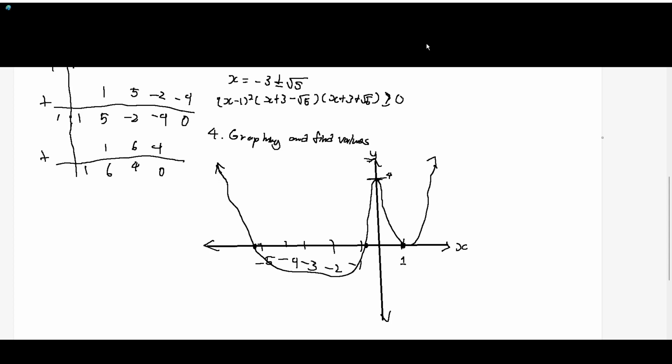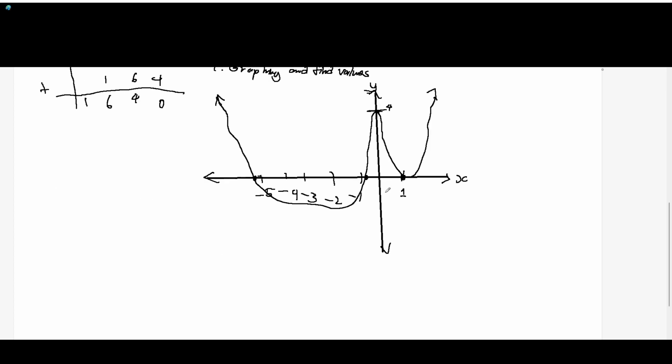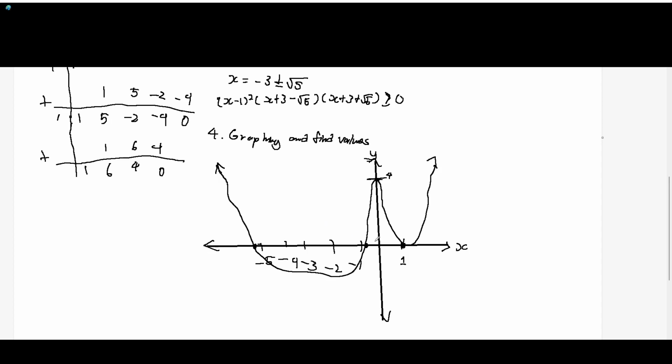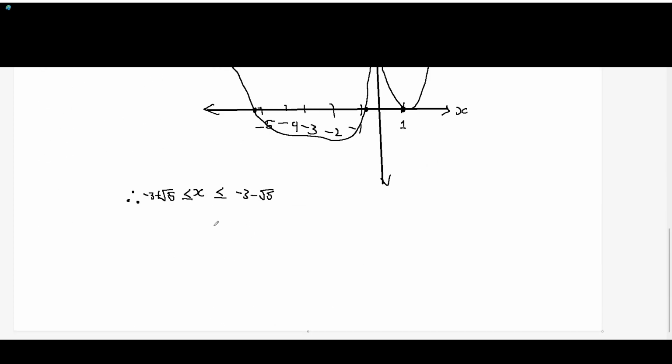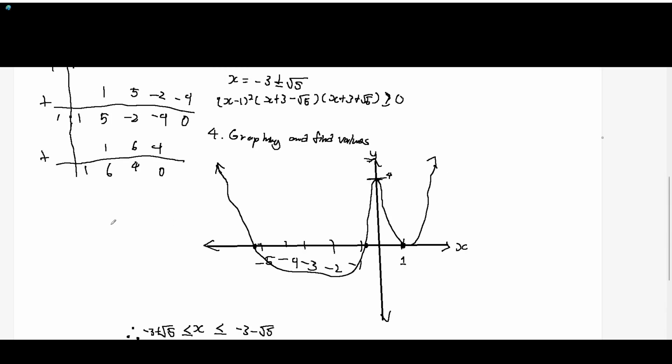Obviously, since I'm on computer, it's a lot harder to draw, so my apologies for it looking a bit bad. So now, just by looking at the graph, we can see that the values that are greater than 0 are when it's greater than -3 plus root 5, and when it's less than -3 minus root 5. So then now we can conclude that x is greater than or equal to -3 plus root 5, and it is less than or equal to -3 minus root 5. If the inequality just said it was greater than 0, there would be no less than or equal or greater than or equal. So this is how you solve an inequality.